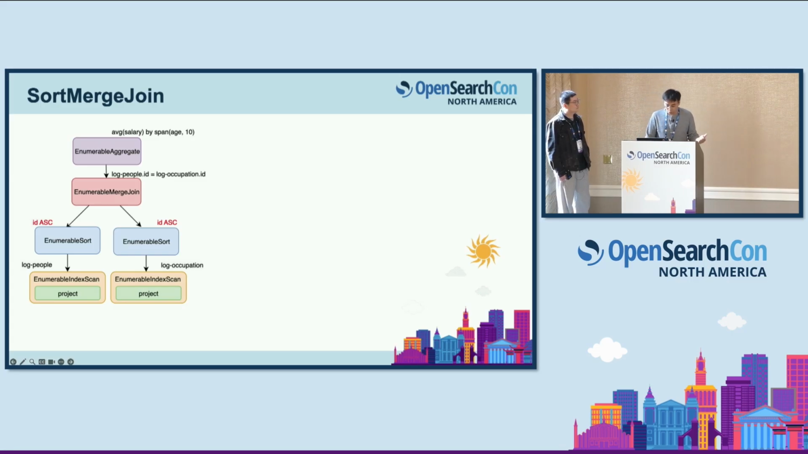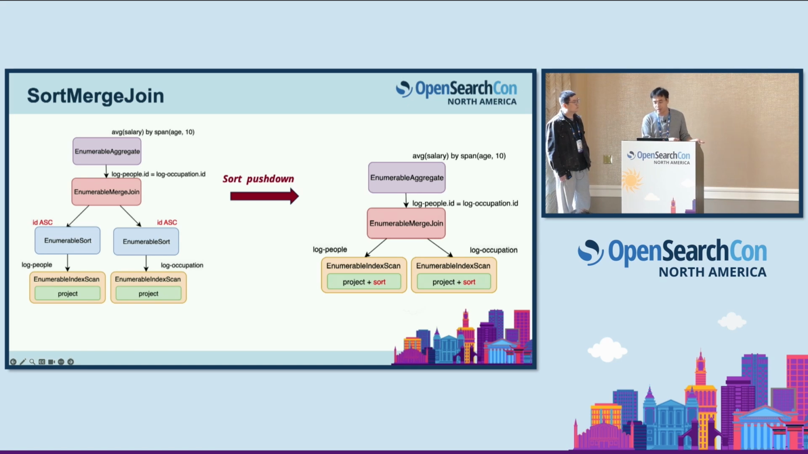For join, we usually have two types of physical implementation. One is hash join, and another is sort merge join. But since we can always push down the sort operator into scan, we would prefer to choose the sort merge join with both sort operators being pushed. And its time complexity will be m plus n. So it will be much faster than the block hash join we already have in the legacy engine.